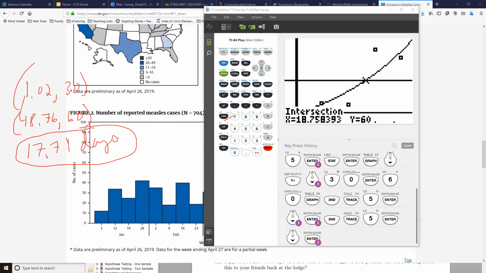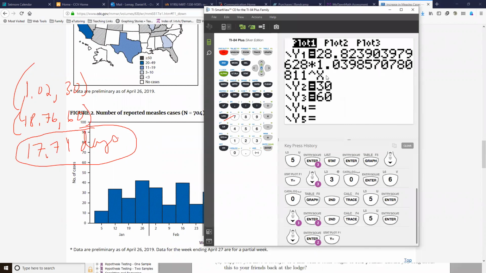The other way to get the half-life or the doubling time: what was my equation? If this is my equation, it's 28.8 times something. So I could say when is 2 equal to 1.0399 to the x, and then solve that equation, just rewrite it as a logarithm, right? I could say log 2 over log 1.0399. That should be about the same number.